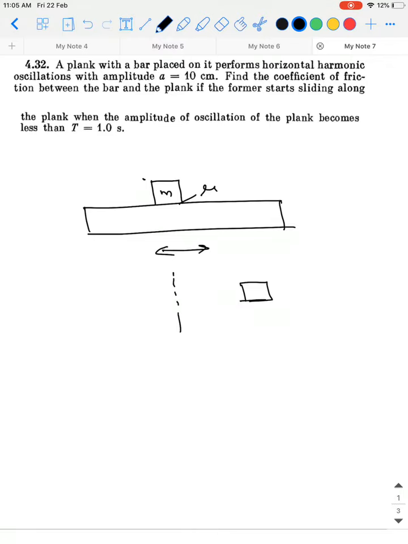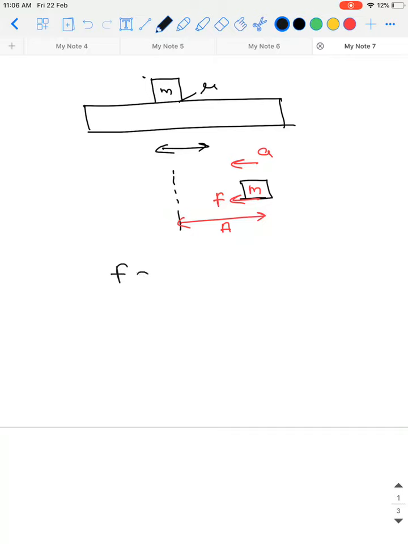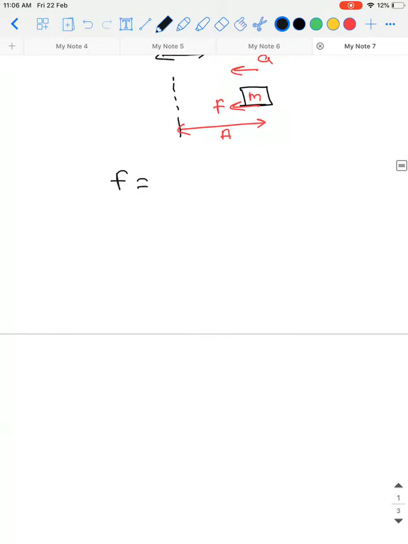So we can write the forces acting on this object: the frictional force exerted by the plank, which is behaving like a restoring force. Let that frictional force be F, the mass be m, and it is moving with an acceleration, let's say a, at a distance A from the mean position, which is nothing but the amplitude of oscillation. So you can write the equation: net force is equal to mass into acceleration. Mass is m, and acceleration is a.